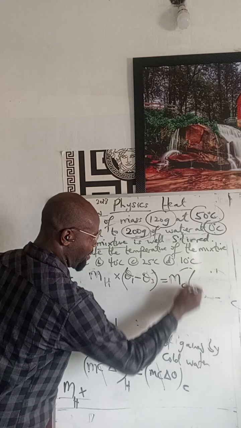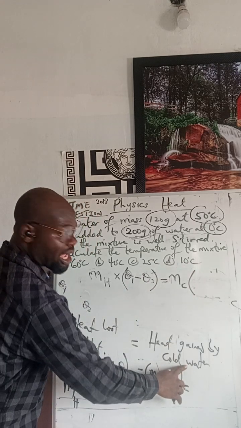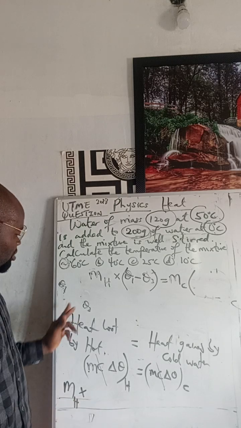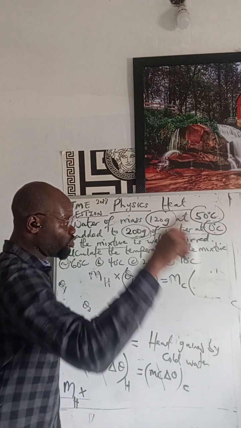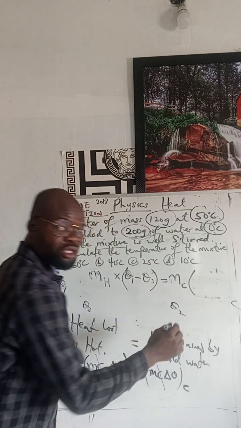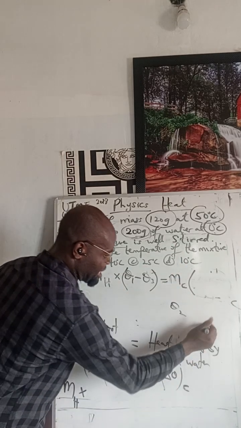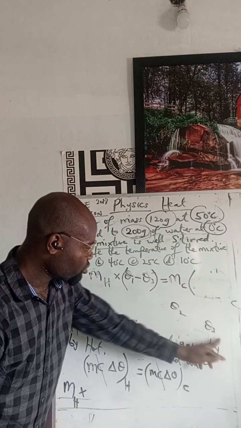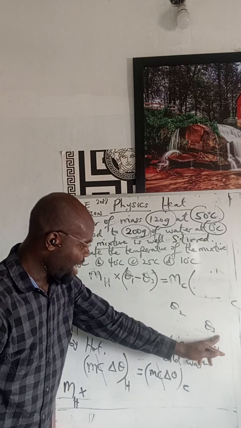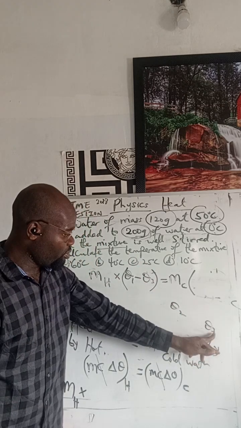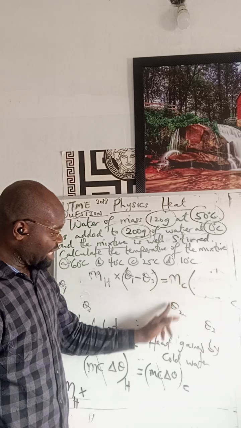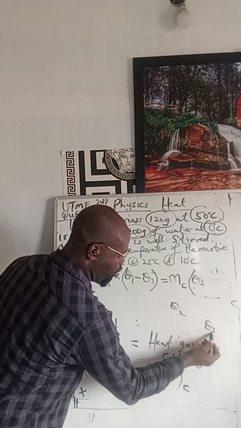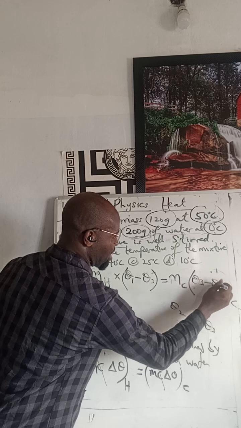This time around, let's see the cold water. We have done how hot water becomes warm. The cold water has temperature theta 2, and it also becomes theta 3. So the temperature change will be theta 3 minus theta 2, because the warm water has more temperature than the cold one. So that's theta 3, the warm one, minus the cold, theta 2.